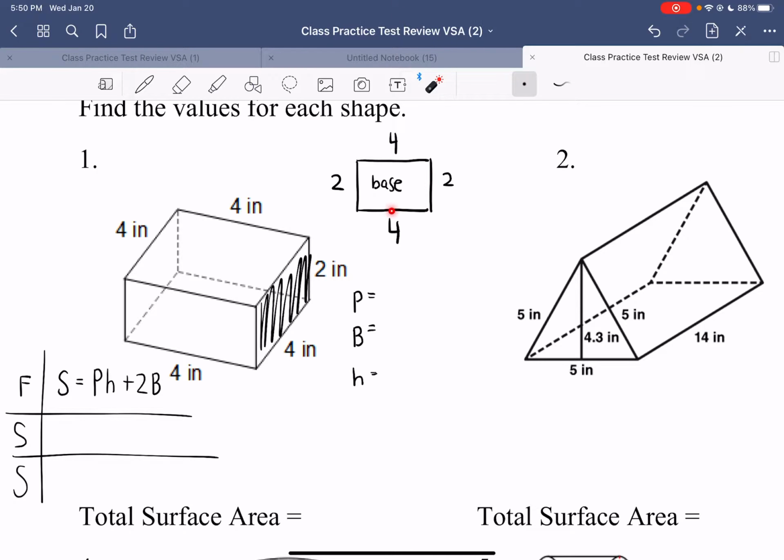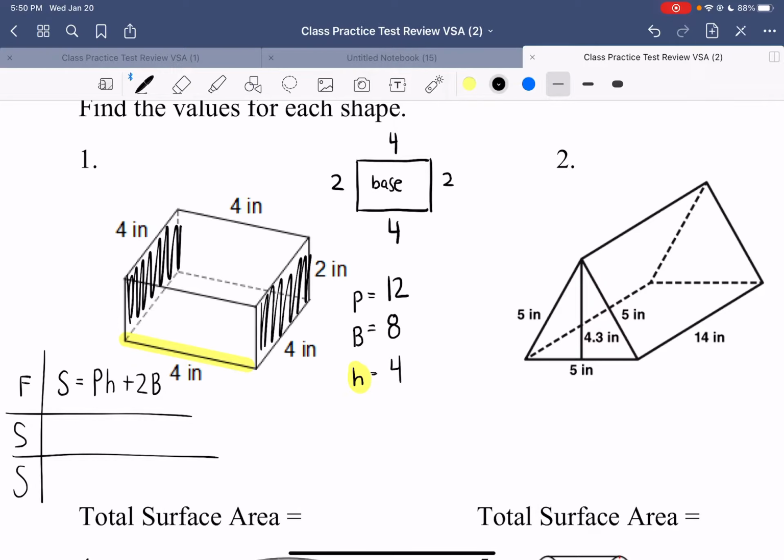The perimeter of the base is going to be adding all of these up. So 4 plus 2 plus 4 plus 2. 4 plus 2 is 6, 6 times 2 is 12. The area of the base is going to be base times height, 4 times 2, which is 8. And then the height of the prism: see how I'm shading this other side, the height of the prism is the number that connects your two bases that I just highlighted there. So this height here is going to be 4.